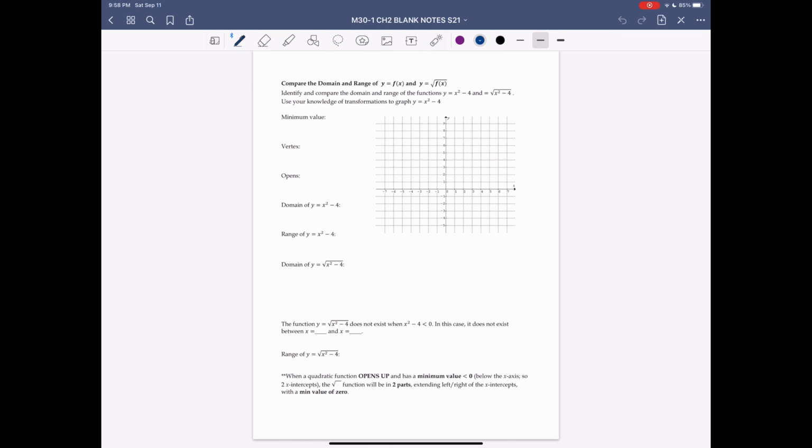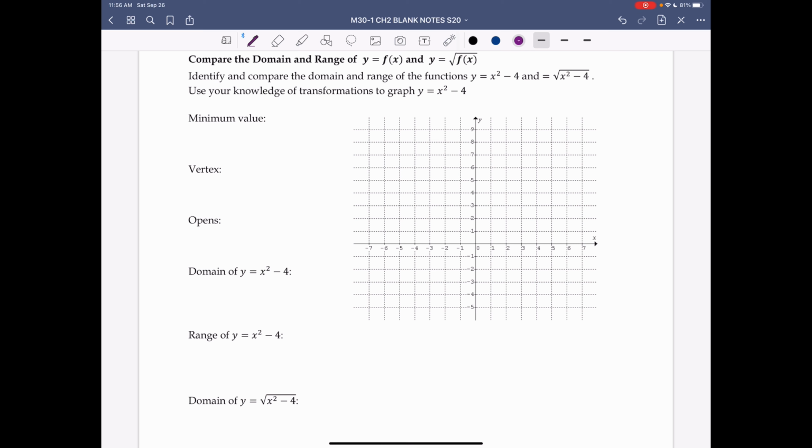Compare the domain and range of y equals f of x and y equals the square root of f of x. Identify and compare the domain and range of the functions y equals x squared minus 4 and, that should say, y equals the square root of x squared minus 4. Use your knowledge of transformations to graph y equals x squared minus 4. So transformations, negative 4 would be the k value. So that means that this graph would be x squared shifted down 4.